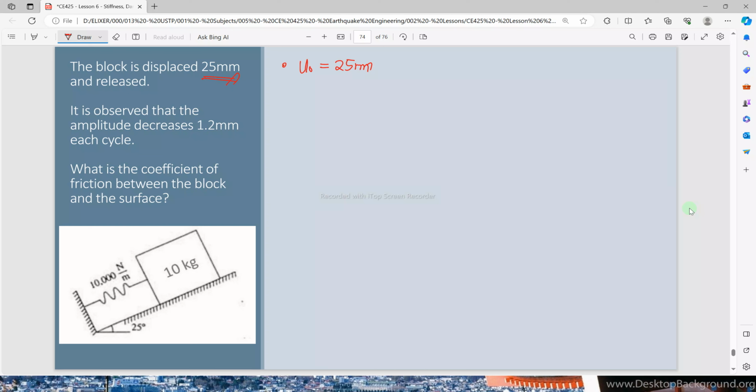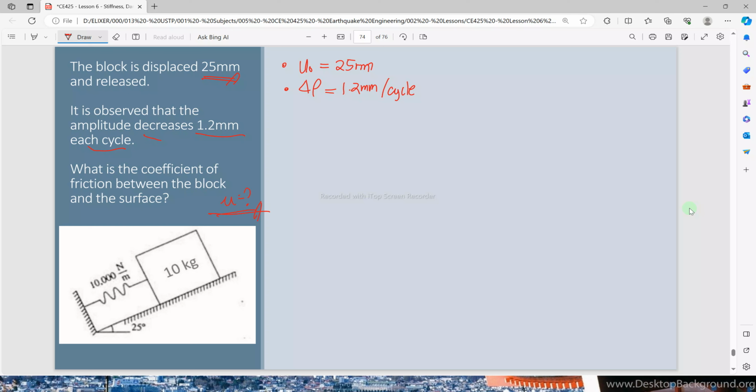It is observed that the amplitude decreases by 1.2 millimeter each cycle. So it says decreases each cycle. If you remember, this is the reduction per cycle, that is the delta rho, which is equal to 1.2 millimeters per cycle. What is the coefficient of friction between the block and the surface? So we were asked to find mu.